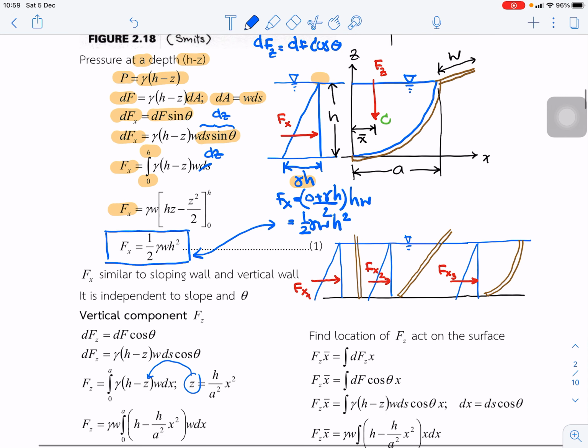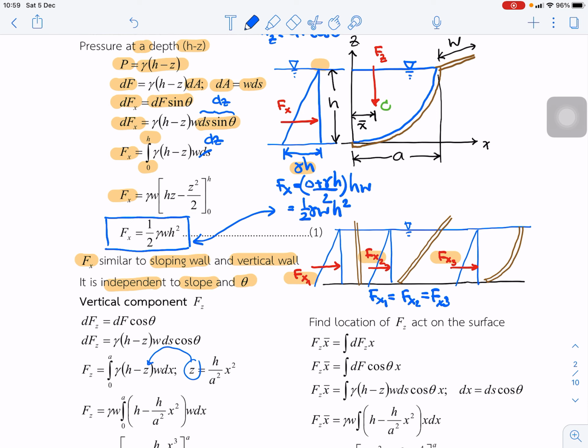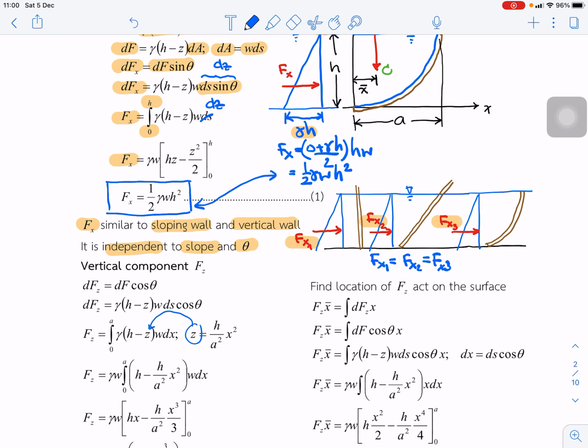And for Fx, we can prove, similar to the sloping wall and vertical wall, that it is independent of the slope and theta. So in this case, whether the vertical wall or inclined wall, Fx1, Fx2, Fx3, you can find that this is the same. It is independent of the slope and theta, for the horizontal Fx acting on the wall.